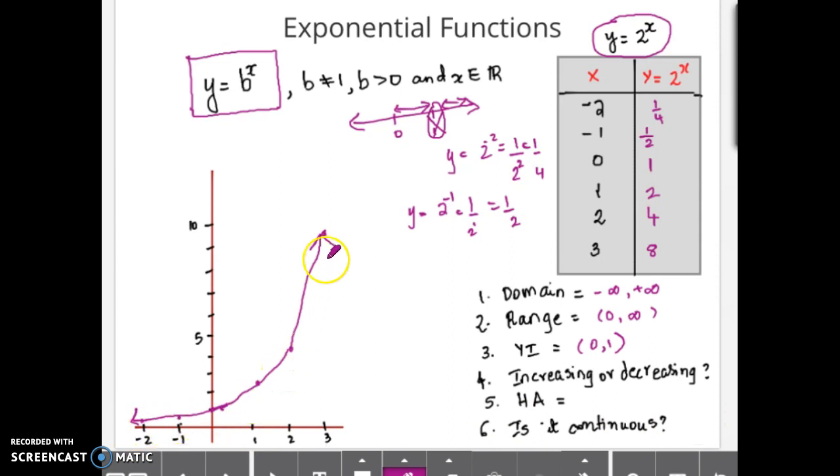If you look at this graph, is this increasing or decreasing? How do you decide that? You always look at a graph from the left towards the right. As you go towards the right, this graph is increasing. So this is not decreasing, it's increasing.